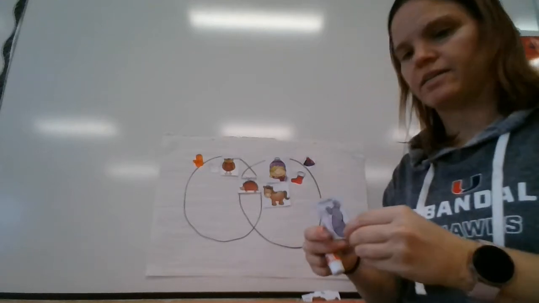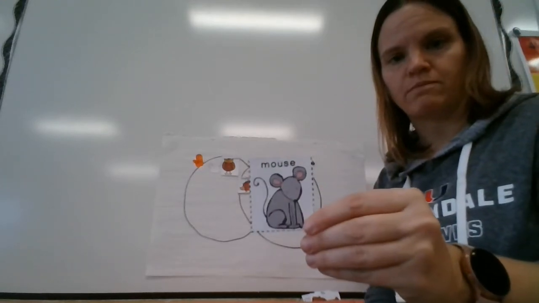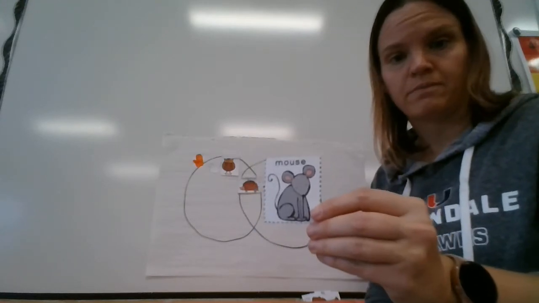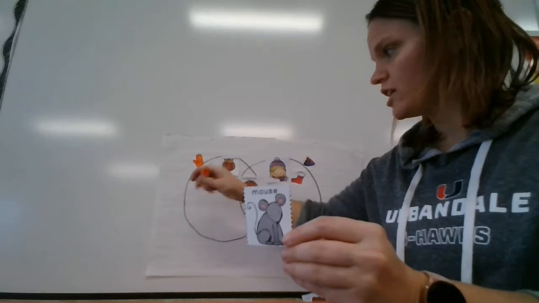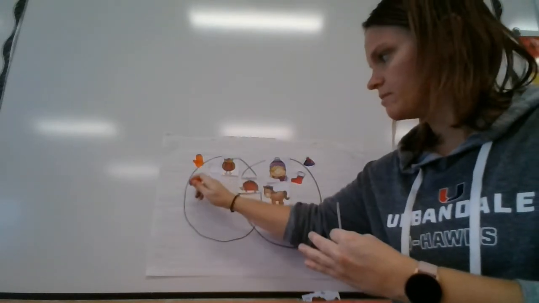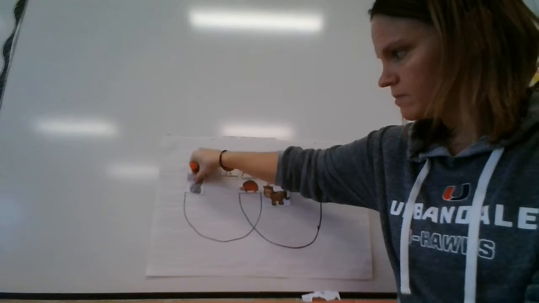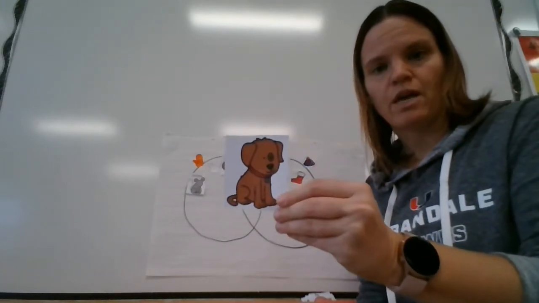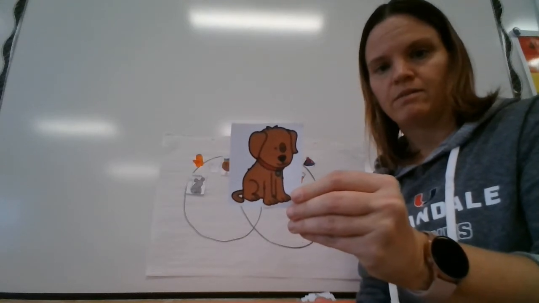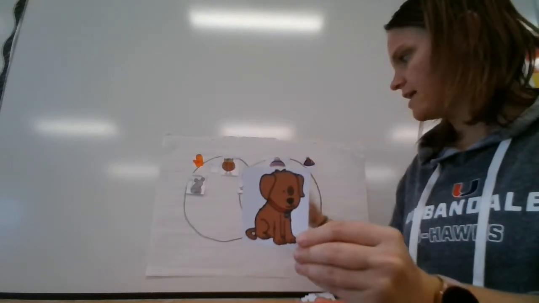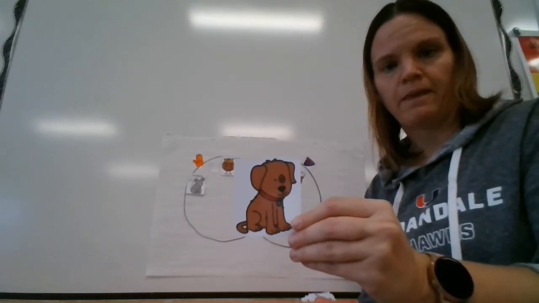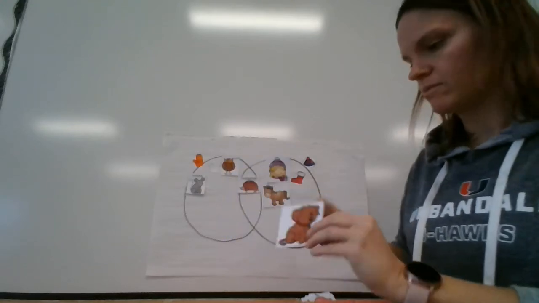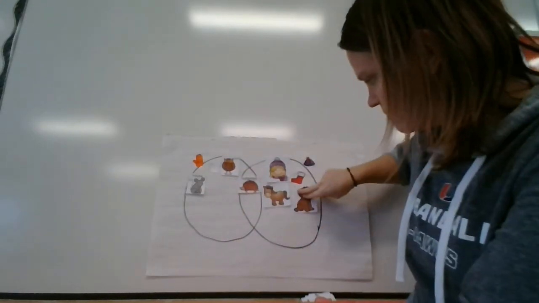Okay, our next one is the mouse. Which story was the mouse in, or was he in both? Yeah, the mouse was just in the mitten. Our next character is the dog. Is the dog in the mitten, the hat, or in both? Right. The dog, the farm dog, it's called, was in the hat.